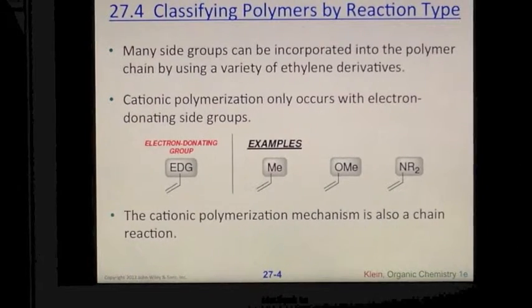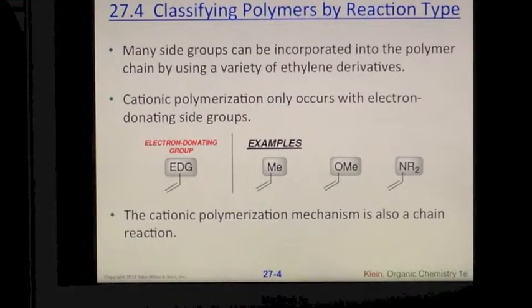Many side groups can be incorporated into the polymer chain by using a variety of ethylene derivatives. Cationic polymerization only occurs with electron donating side groups. The cationic polymerization mechanism is also a chain reaction. This process is initiated in the presence of an acid, which transfers a proton to the pi bond of a monomer, thereby generating a carbocation. This carbocation cannot be primary.